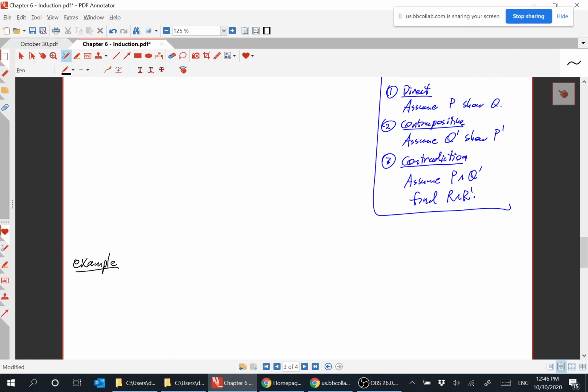Let's do another example. Similar kind of example. So let's show that 1 plus 3 plus 5 plus dot dot dot all the way up to 2n is equal to... does anyone know what this one is? I don't know what the answer to the sum is.